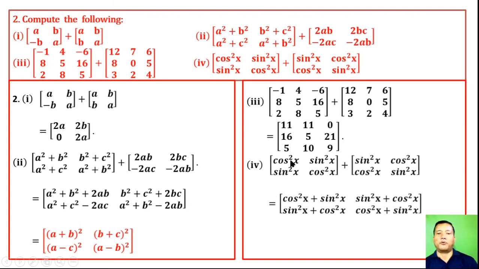Roman number 4 corresponding cos square x plus sin square x. Sin square x plus cos square x. Sin square x into cos plus cos square x. Cos square x plus sin square x is equal to 1.